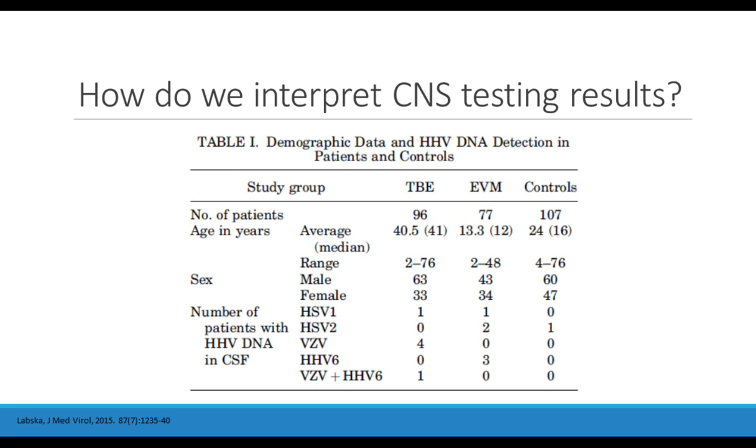This extends to other herpes viruses. In this particular study, they're looking at patients who were classified as having either tick-borne encephalitis or enteroviral meningitis. And you can see that even in those cases, you find a smattering of herpes viruses popping up: HSV1, HSV2, VZV, HHV6, sometimes even multiple viruses, HHV6 and VZV. So what does this all mean? I don't think we quite know yet.